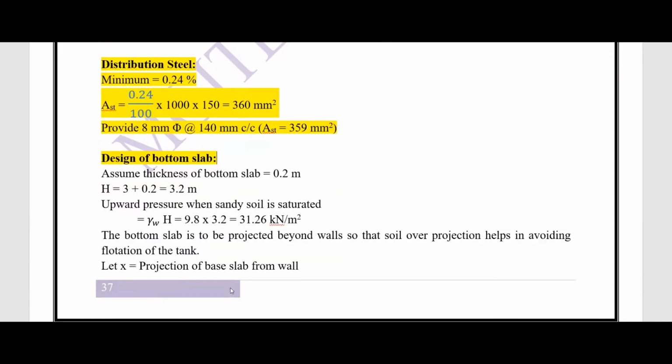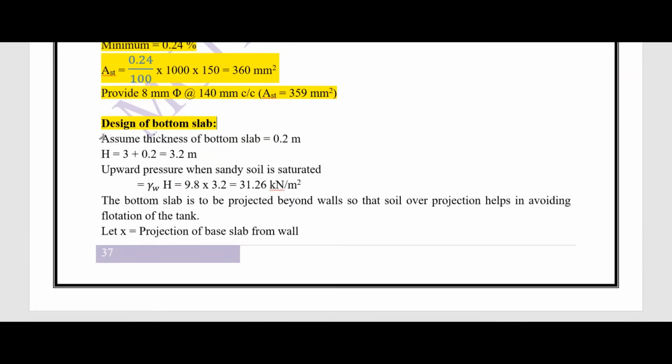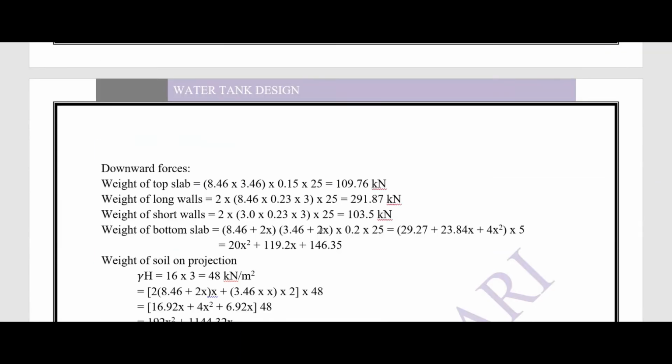Design of bottom slab: we assume a thickness of 0.2. The upward pressure, when the sandy soil is saturated, is gamma W into capital H. The bottom slab is to be projected beyond the wall, so that the soil pressure helps to avoid floating of the tank. So let X be the projection of the base slab from the wall.